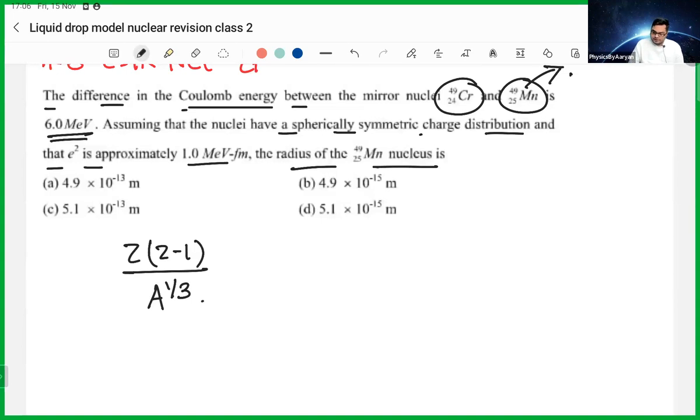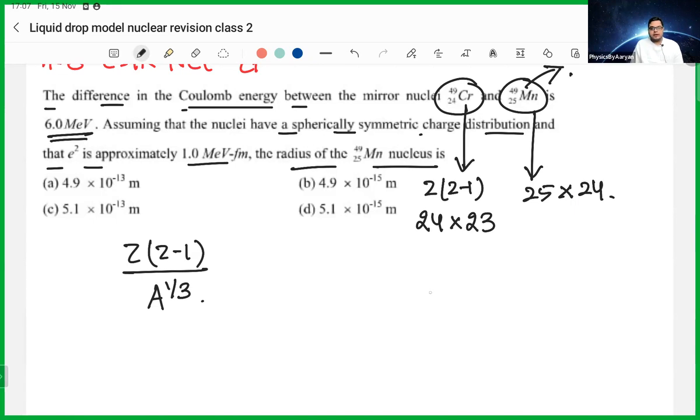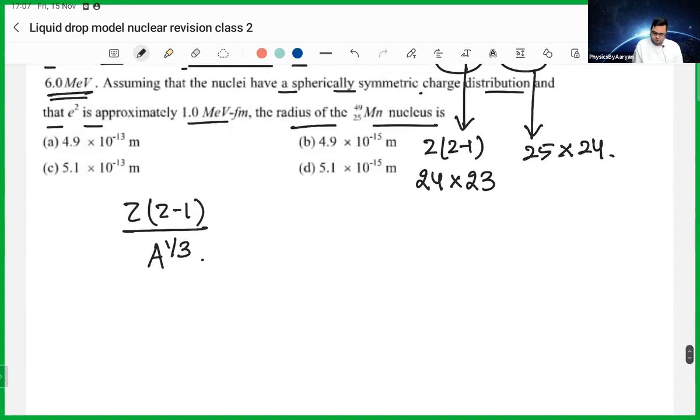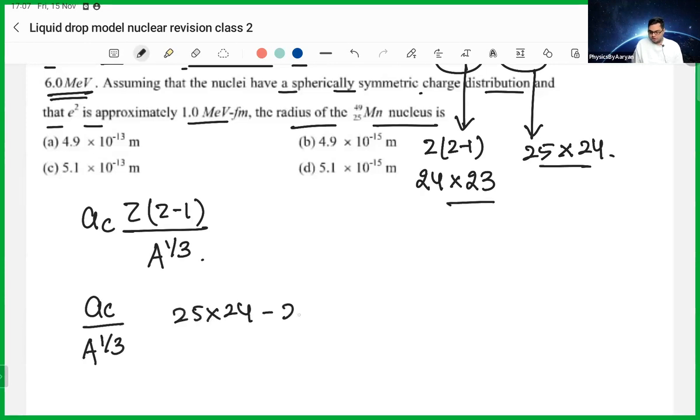Okay. If I find Z into Z minus 1 for this, I get 24 into 23. For this, I get 25 into 24. ठीक है. You can clearly see that A is same for both. So if I find the difference in their energies, so A_C by A^(1/3) will be common. This minus this, it means 25 into 24 minus 24 into 23.